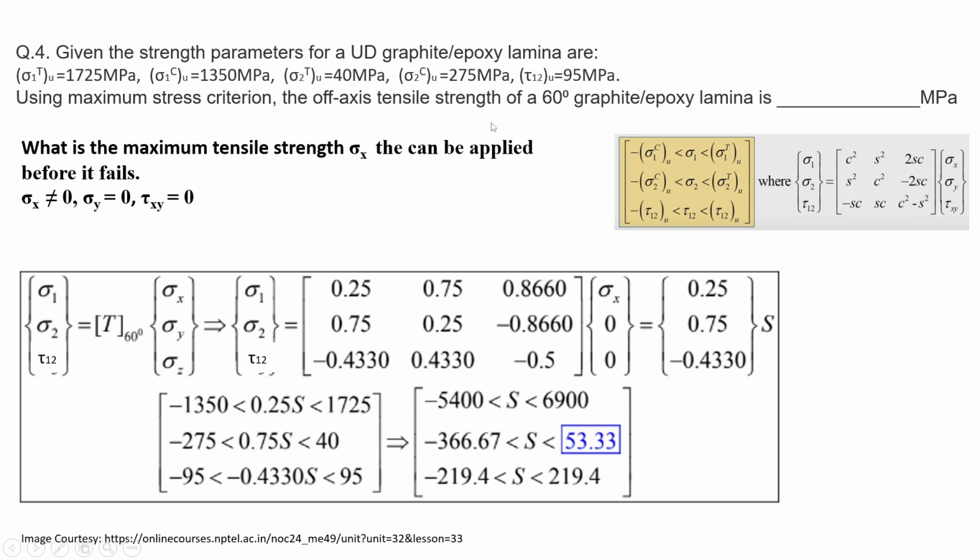Off-axis tensile strength means that we have to take the stress in the x direction as non-zero and all the other values as zero. So that is off-axis. Off-axis means in the x-axis. So here we will take sigma x as non-zero and all the other shear stresses as equal to zero. Now it is a 60-degree graphite epoxy lamina.